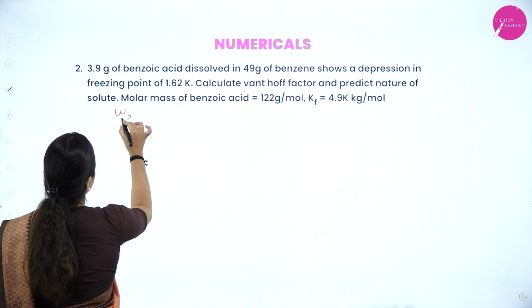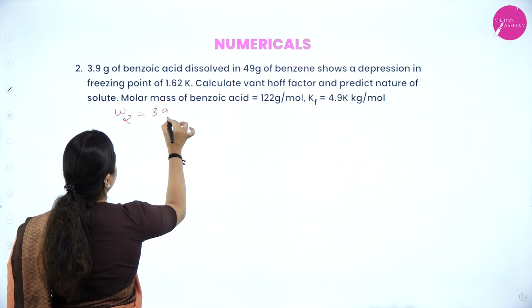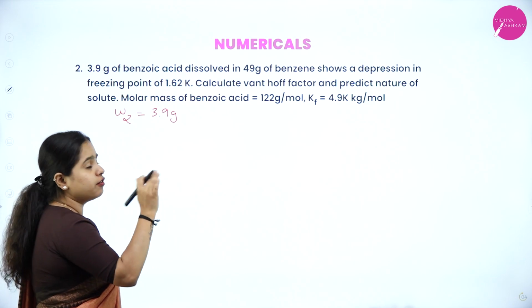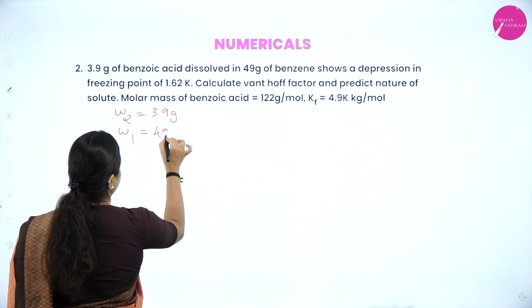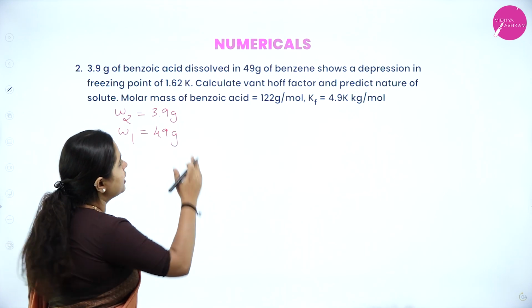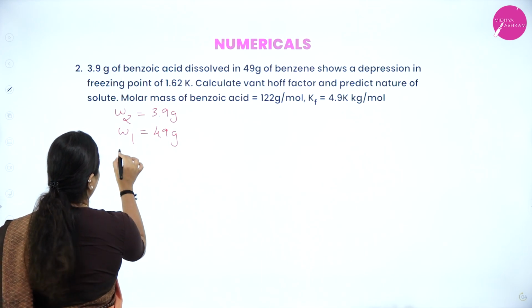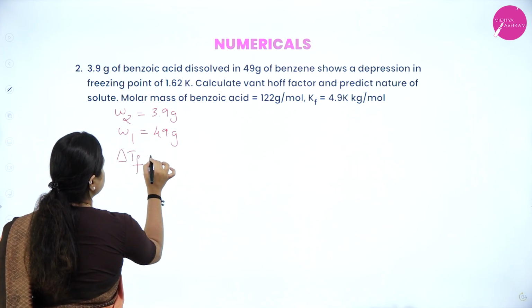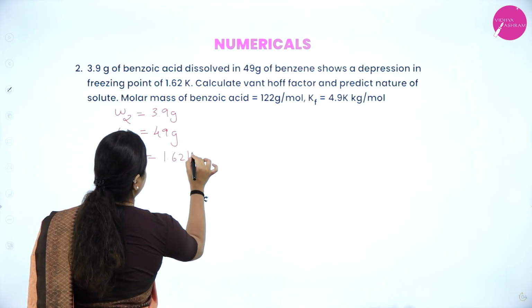So what is the mass of solute? Which is the solute here? Benzoic acid, right? So 3.9 gram of benzoic acid is dissolved in 49 gram of benzene. So the mass of solvent is 49 gram. And it shows a depression in freezing point. The depression in freezing point, what is it? Delta Tf, right? Depression in freezing point is given as 1.62 Kelvin. Yes, that is also given.